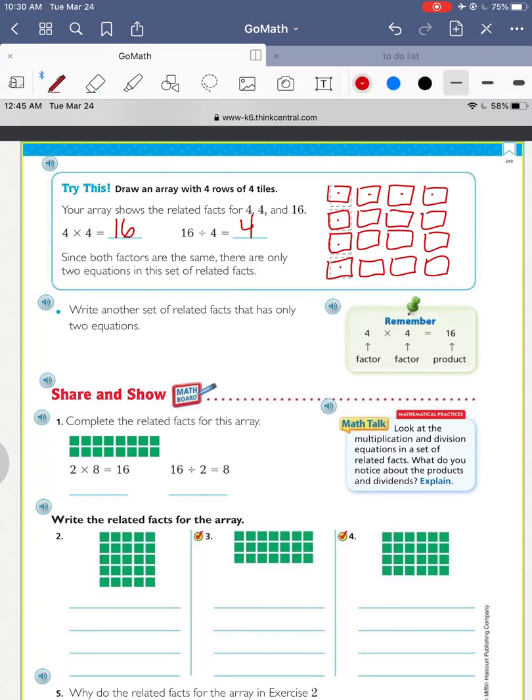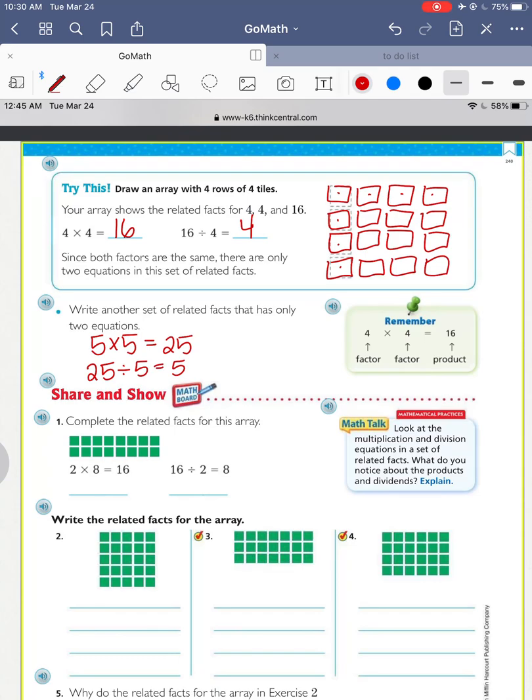What is another set of related facts that only has 2 equations? So think of another multiplication sentence that has double factors. So pick any number. So 5 times 5 equals 25, which means the only other fact would be 25 divided by 5 is 5, because it's the same thing both ways. The flip-flop commutative property doesn't really work because the numbers are the same.